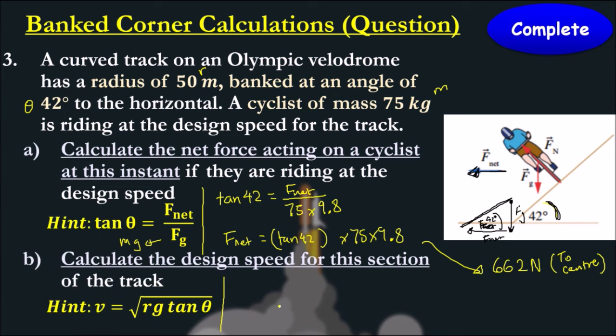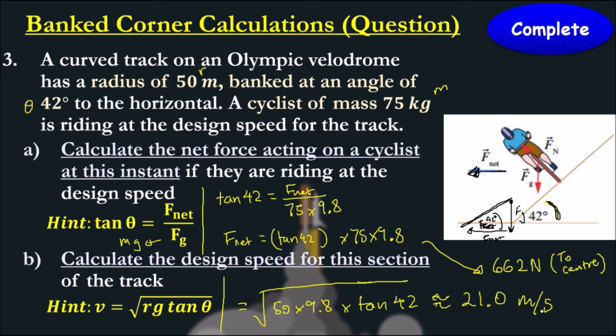And I'll write it down. So now we do our substitution. The radius we have is 50. Acceleration due to gravity is 9.8, or the value, and then tan 42. So we get a design speed of close to 21.0 meters per second. Okay, and that's how you do this.